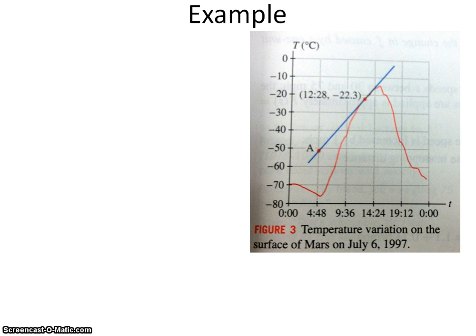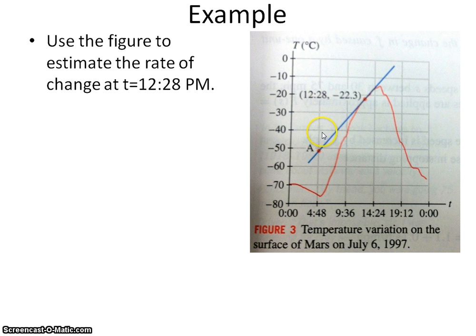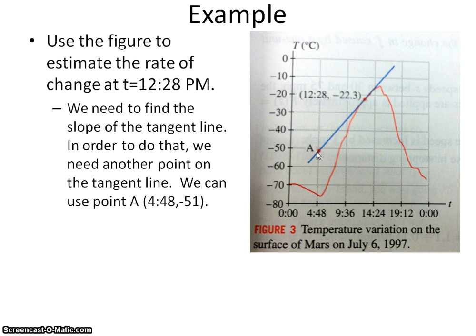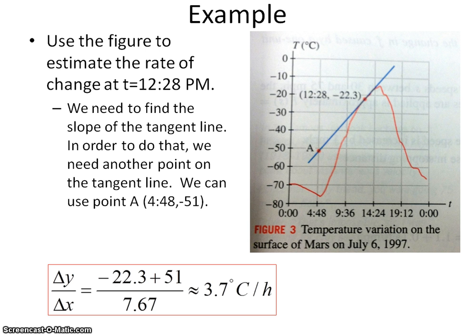In part B, we have a picture of the tangent line here, and we want to try to estimate the slope of the tangent line. So we can find a point that we can easily find the values for. So they have point A here. That one looks pretty easy. So at 4:48, it's approximately negative 51. So we can use the equation that we used in the last example, y minus y1 over x minus x1, to get 3.7 degrees Celsius per hour.